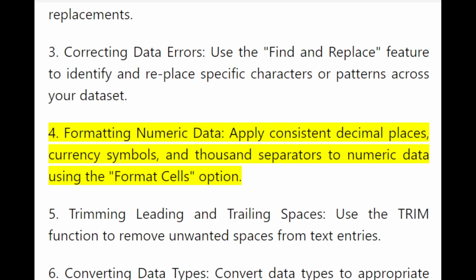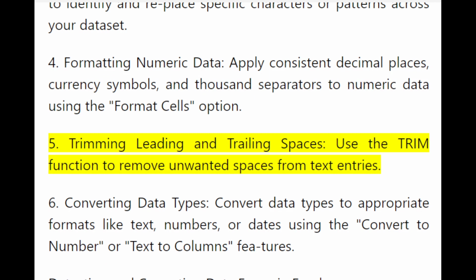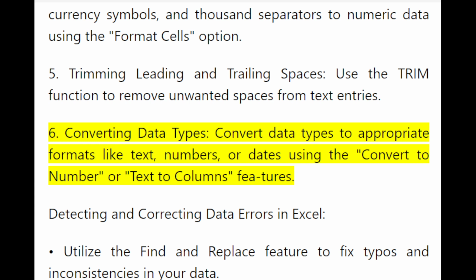4. Formatting numeric data. Apply consistent decimal places, currency symbols, and thousand separators to numeric data using the Format Cells option. 5. Trimming leading and trailing spaces. Use the Trim function to remove unwanted spaces from text entries. 6. Converting data types. Convert data types to appropriate formats like text, numbers, or dates using the Convert to Number or Text to Columns tools.